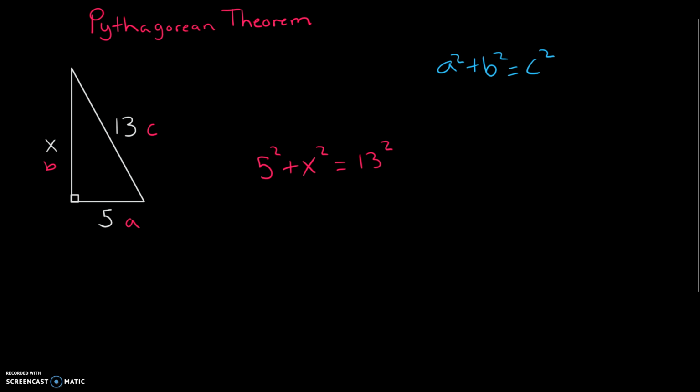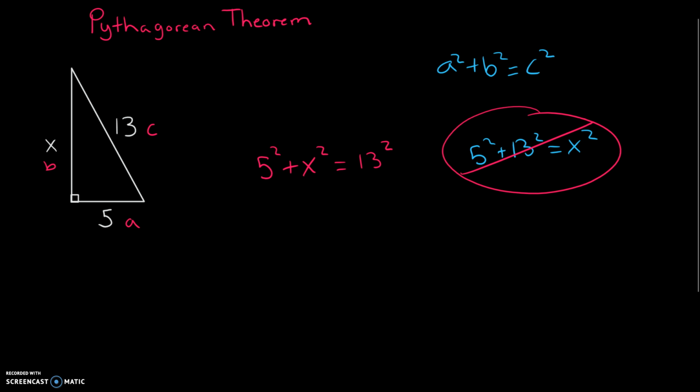Now, where a lot of people made a mistake is they wrote 5 squared plus 13 squared equals x squared. This is wrong. We need to make sure we are setting up our legs and our hypotenuse correctly, or you won't get it right. And so we'll begin to simplify this. So that is 25 plus x squared equals 169. Subtract 25 from both sides, you get x squared is equal to 144. Therefore, x equals the square root of 144.